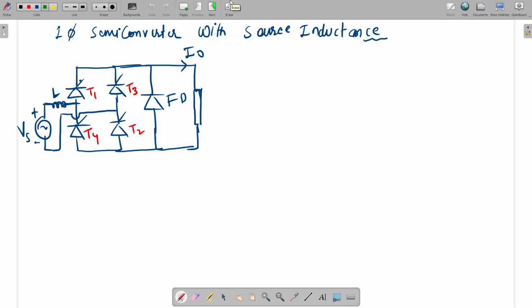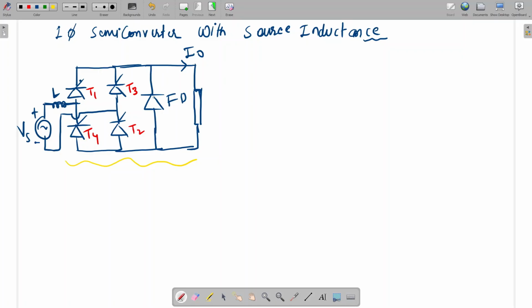So I have taken a single phase semi converter. If source inductance is there, what will be the waveform of the current across the switches or diode? This is the basic configuration, with freewheeling diode. One by one, I will take all the three configurations which I have discussed earlier.